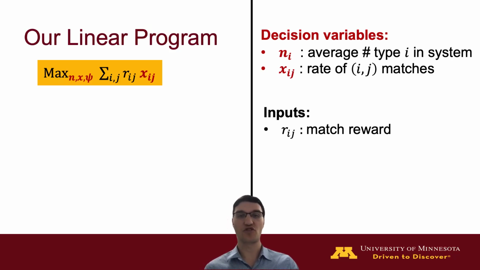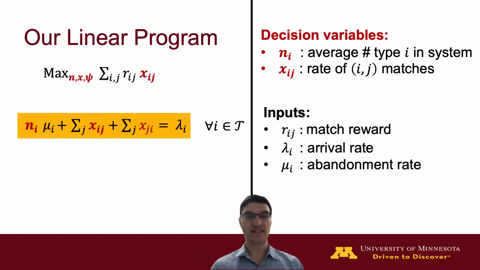But of course, I can't just choose whatever N and whatever X I want. There are some constraints. Our first constraint on N and X is basically saying that every agent that arrives must depart. So that's what this is saying.